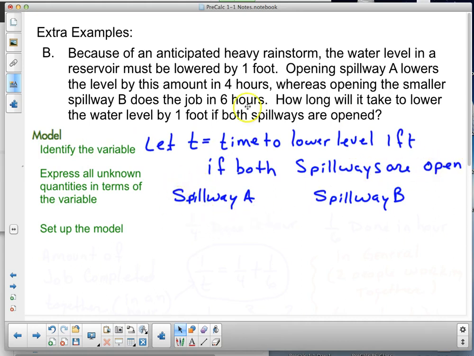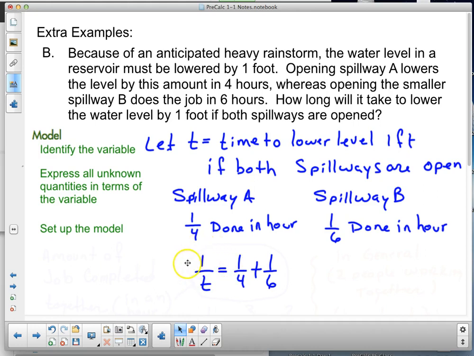So remember, in this first one, spillway A, all done by itself, 1/4 of it will be done in an hour. Spillway B, 1/6 of it will be lowered in an hour. Okay, so it'll take 4 hours for spillway A, it'll take 6 hours for spillway B, and whatever the level, it's 1/4 of it that's completed in an hour for spillway A, 1/6 of it will be completed for spillway B.